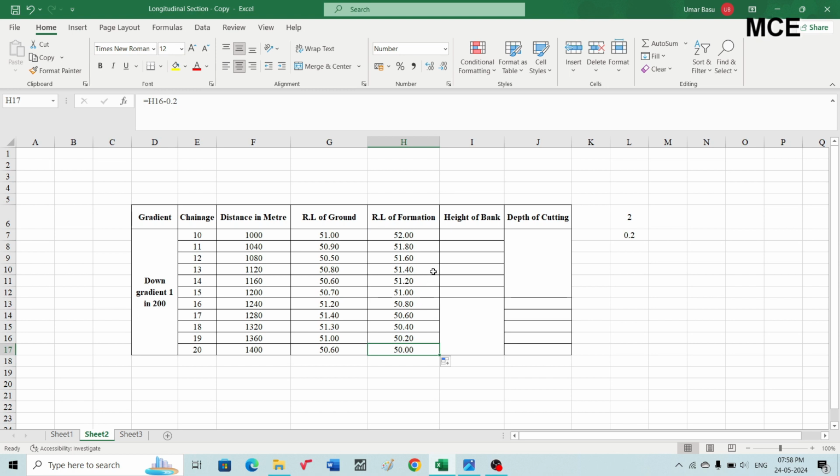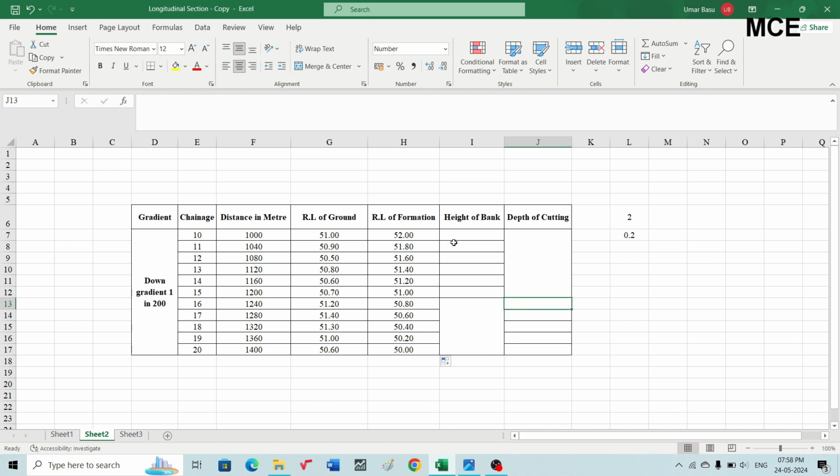After finding the RL of formation, now we will find the height of bank or depth of cutting. You can see from chainage 10 to chainage 15, RL of formation is greater than RL of ground. So for this portion, we have to fill the existing ground to raise it up to the formation level. So here we will have the height of the bank. Thereafter from chainage 15 to 20, RL of ground is greater than RL of formation. It means we have to cut the existing ground to the formation level, and there we will have the depth of cutting.